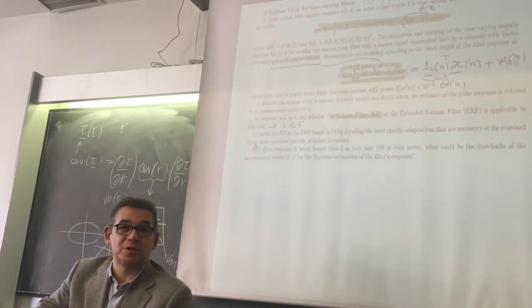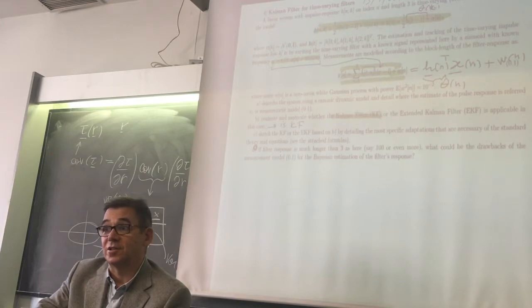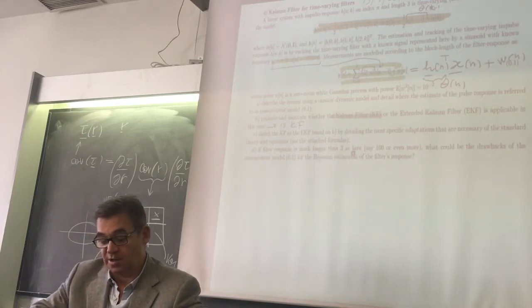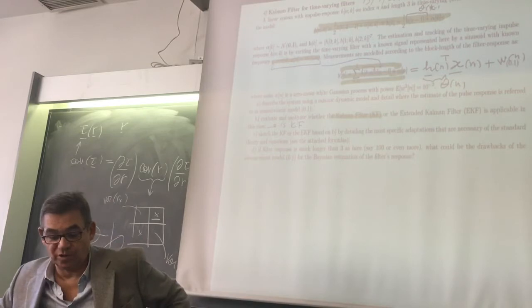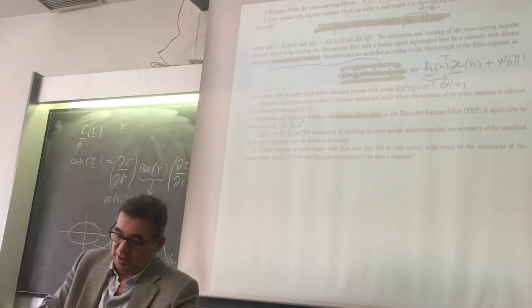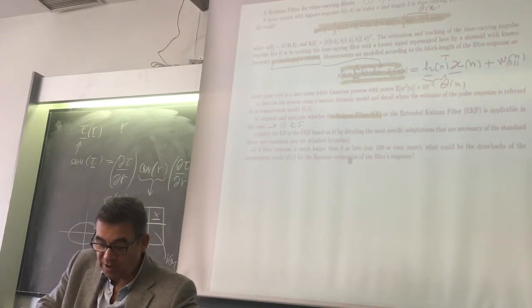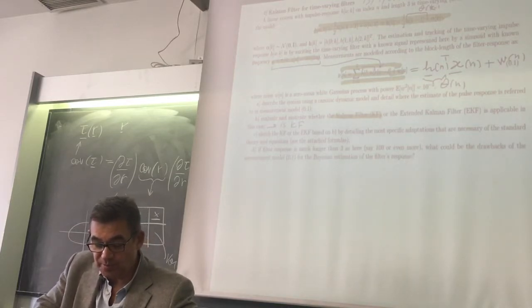Now, if the filter response, this is D. D is the most difficult, okay? So it's always increasing difficulty. So the filter response is much longer than 3, as here. Say 100 or even more. So, a very, very long filter. What could be the drawback of the measurement model 0, 1? So what could be the drawback here for the Bayesian estimation of the filter response?